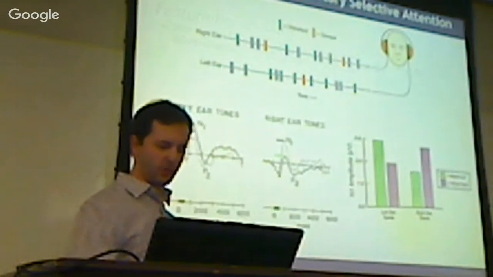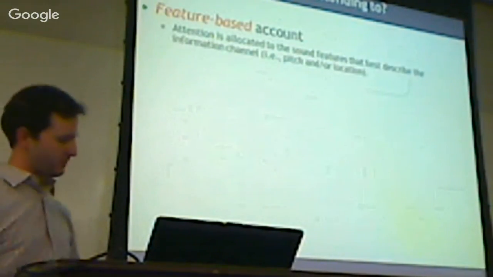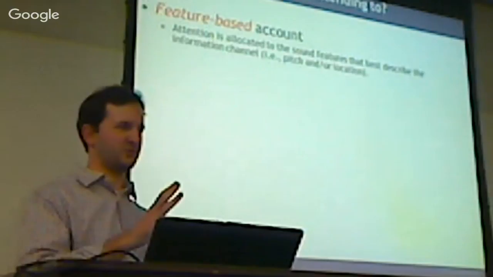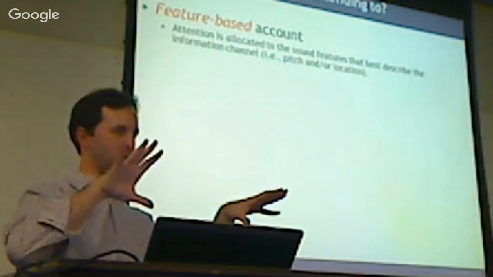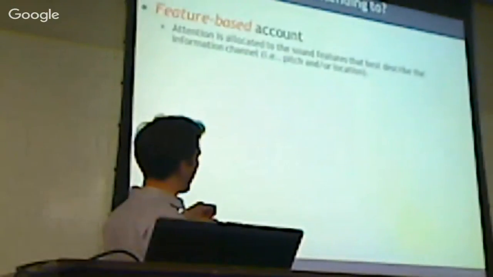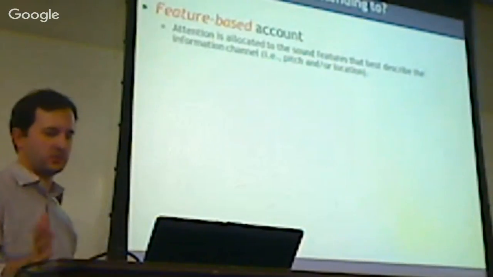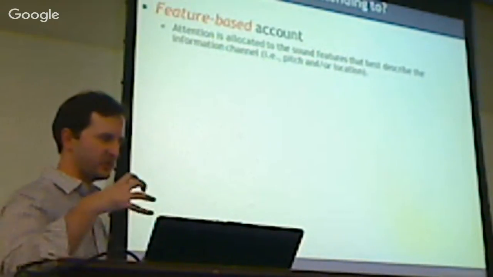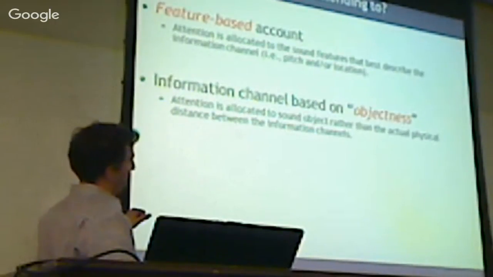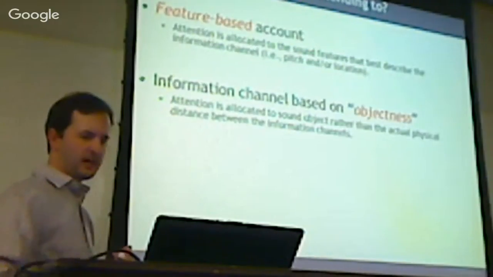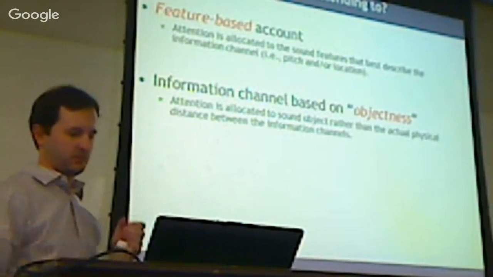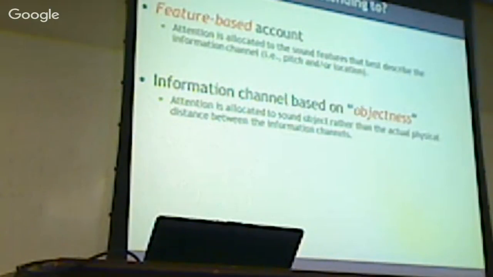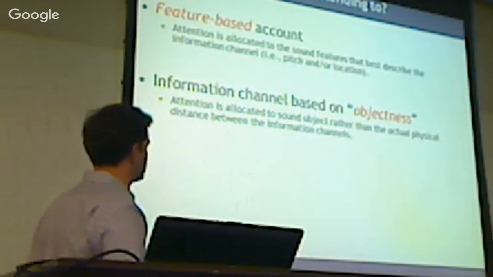Okay. Attention is important in analyzing the scene. So what are we attending to? That's a good question too. One notion is a feature-based account. We have pitch, location, and timbre, these different acoustic features, and perhaps we allocate our attention to one or more of those features to describe that particular information channel. That's a bottom-up, feature-based account. Another is more of a schema account: that we're attending to the objectness of the signal. Attention is allocated to a sound object, a collection of features or a more abstract representation, rather than just pitch, timbre, timing, and acoustics.